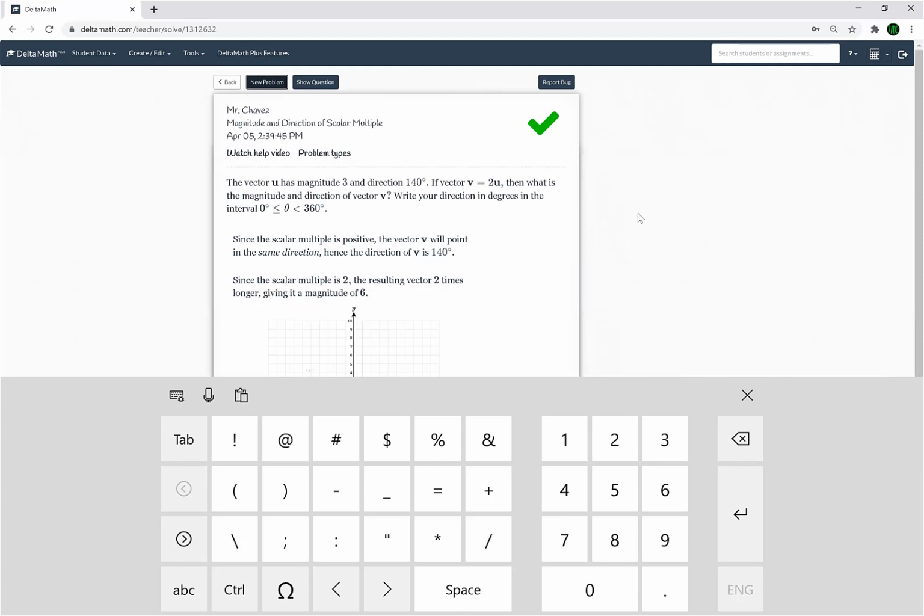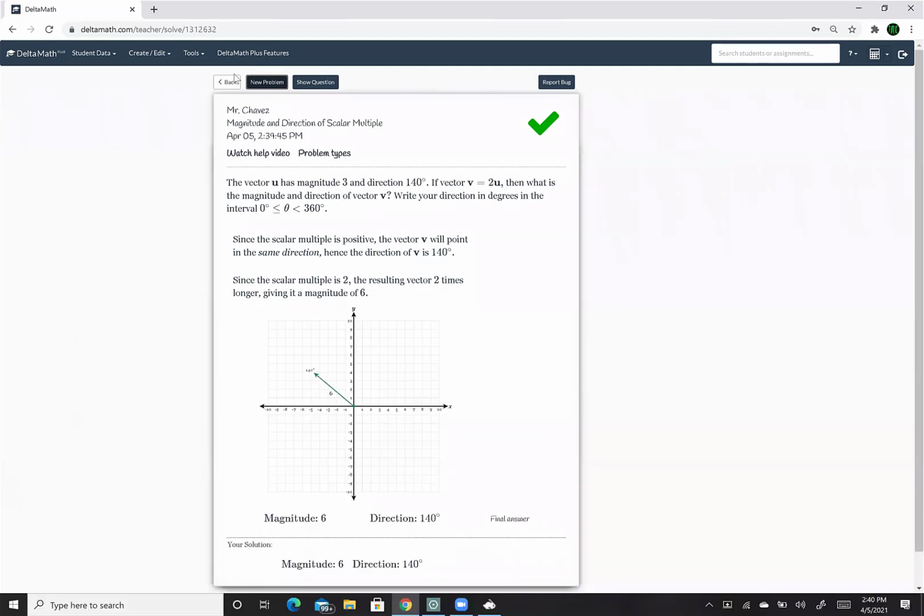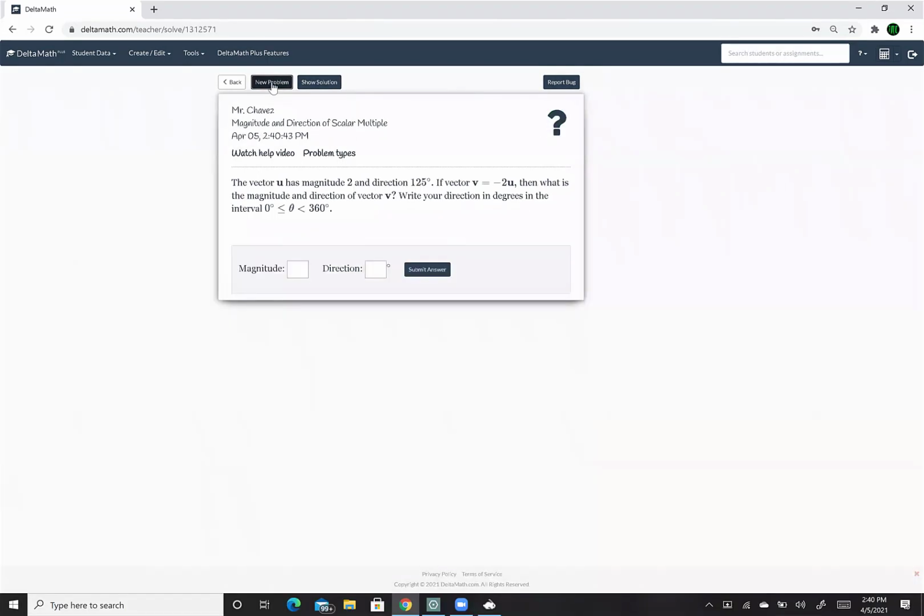Simple. All right, let's do another one, but this time not positive. So here we go. We got one that's negative, so we're going to have to negate. So vector U has magnitude 2. Oh, I don't like this one, guys. Well, okay, we'll do it. We'll do it. Vector U magnitude 2 and direction 125.